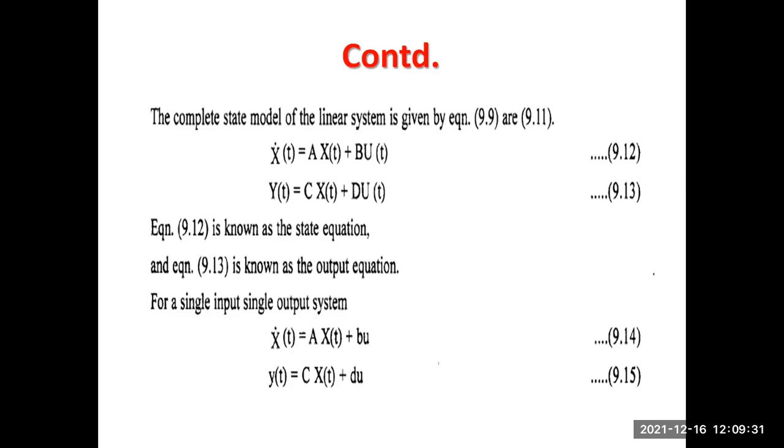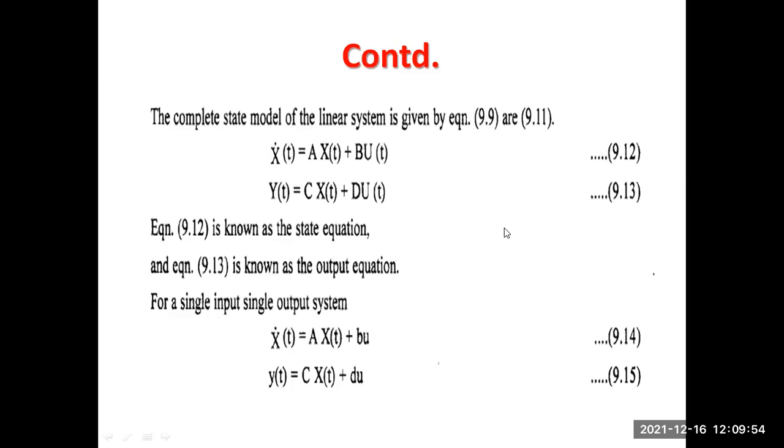So the complete state model of the linear system is x dot t equal to A x t plus B u t and y t equal to C x t plus D u t. This is the representation of the state space model. These two equations are known as the state model. The first one is the state equation, and the second one is known as the output equation.